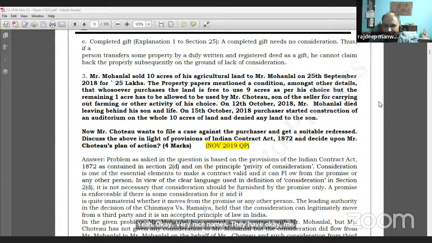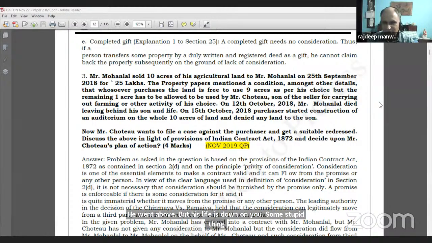Son of the seller for carrying out farming or other activity of his choice. On 12th October 2018, Mr. Mohanlal died, leaving behind his son and wife. I thought he left behind some money. He left his son and wife. So he still didn't die. He went above, but his life is down only. Some stupid thing they have written. On 15th. Only Madhumita can understand all this.